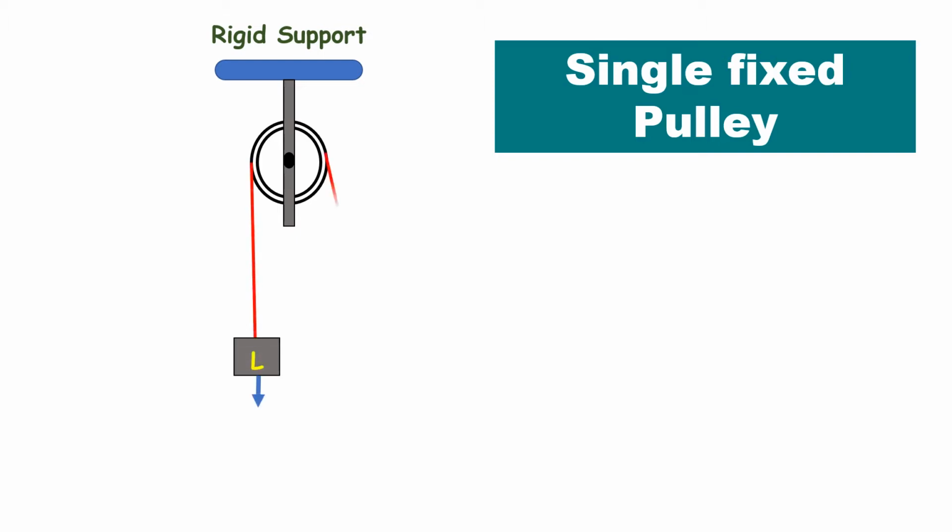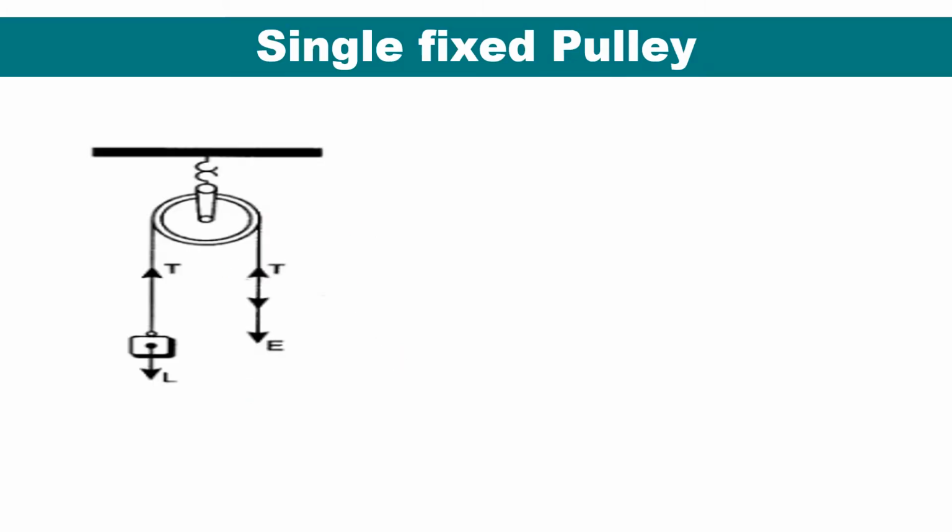Now, a load is attached with the string to the pulley, and the tension in the string supports the load, and the tension in the other part of the string, the same string but the next strand on the other side, supports the effort. So let us study about single fixed pulley in detail.